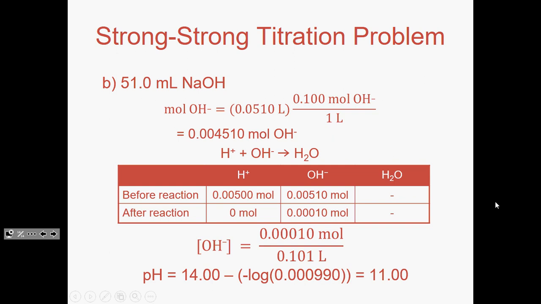So if we want the pH and we take the negative log of that, we get the pOH. We have to subtract it from 14 to get the pH. And notice after the subtraction, it jumps all the way up to 11. We went through a huge swing. In 2 milliliters, we went from 3 pH to 11 pH. And that's what happens around the equivalence point. There's a huge swing in pH, and we can clearly see that. And that ends our notes over strong titrations.